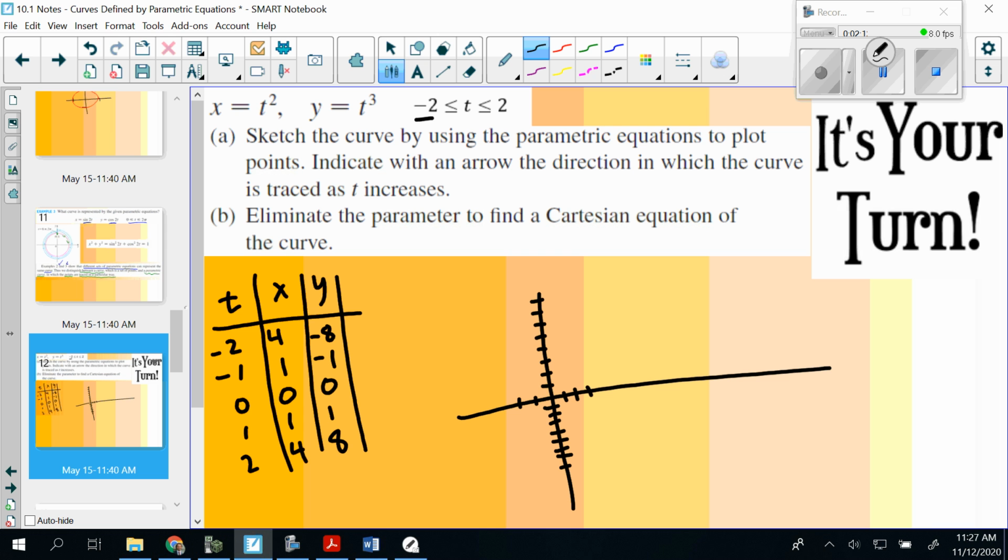There are no -1s. Looks like the biggest we get is there. All right, so now to graph this, just plot those points out and we could get it.